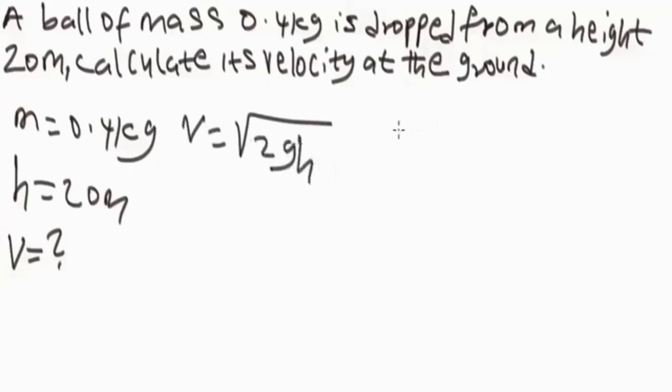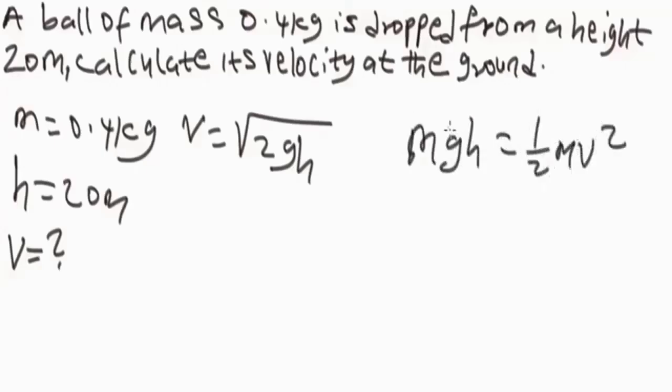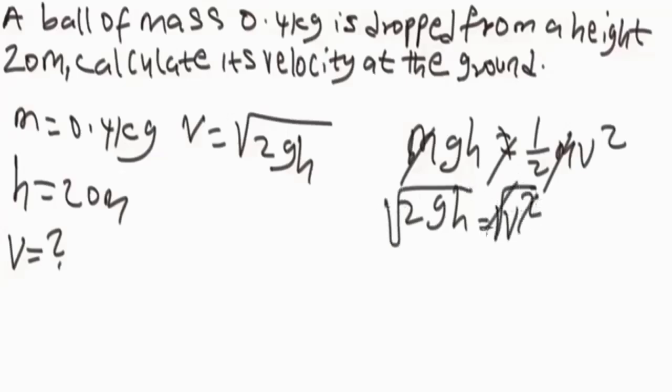Alright, so let me show you how we derive it again. Potential energy is mgh and kinetic energy is half mv square. So m will cancel this m, so we cross multiply: 2gh equals v square. To make v the subject of the formula, you square both sides, and this will cancel this.